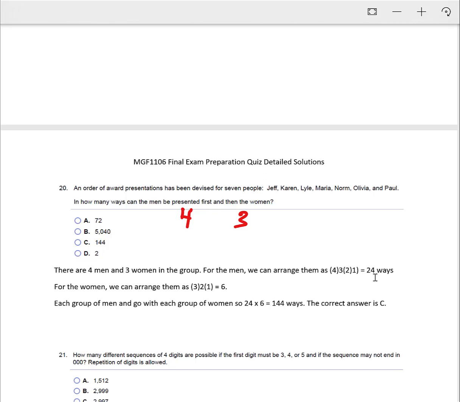And then for the women, there are 3 of those, so it's 3 times 2 times 1. And then each group of men can go with each group of women, so there's a total of 144 different ways. So the correct answer is C.